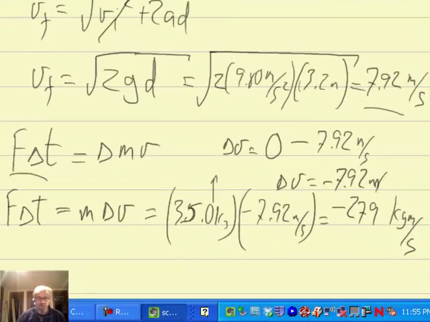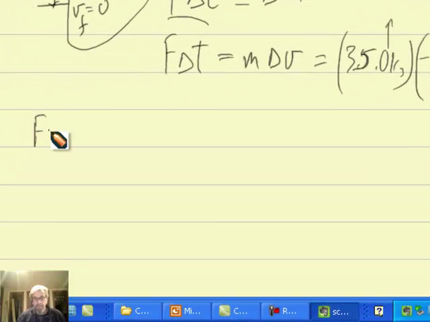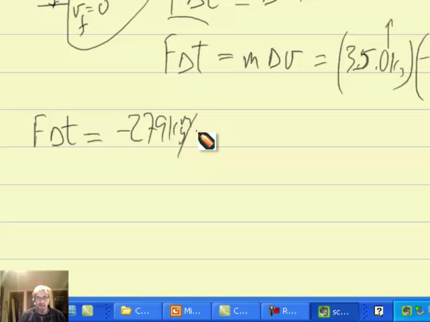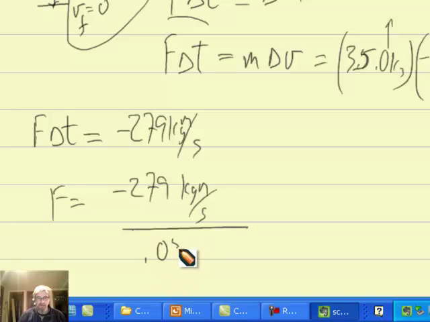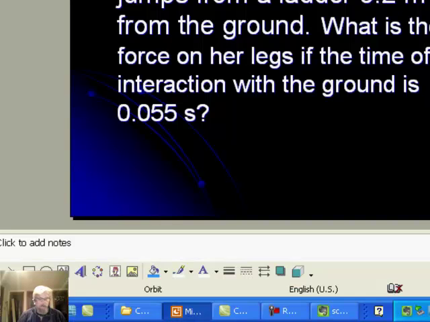Well, impulse, defined as F delta T, we have now found is negative 279 kilogram meters per second. To find force, we would have to take that impulse, negative 279 kilogram meters per second, and divide it by delta T, which is 0.055 seconds. This is going to give us newtons, kilogram meters per second squared, as it should because it's a force, and the numerical answer is 5,072 newtons. So that's how much force. But it's negative, which means the force is in the upward direction because we earlier defined down as positive.